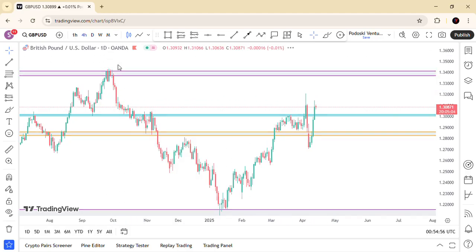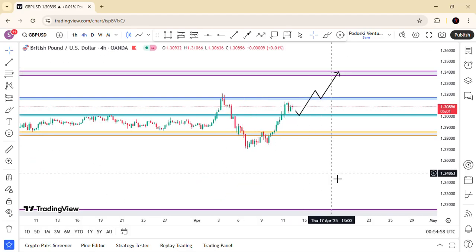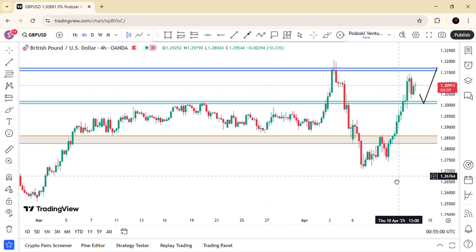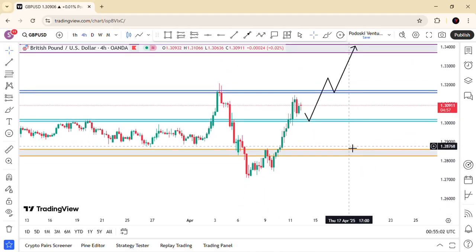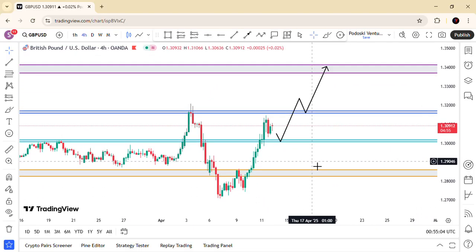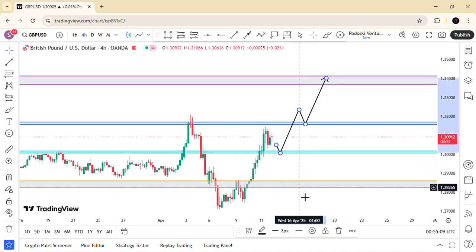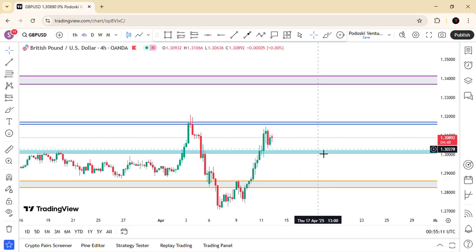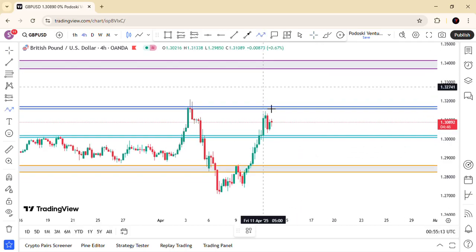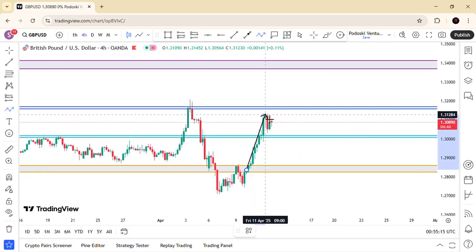So let's go to the 4-hour time frame and see how we can prepare the entry on GBP USD. On the 4-hour time frame, like you can see, price has broken out of the daily zone, daily high.